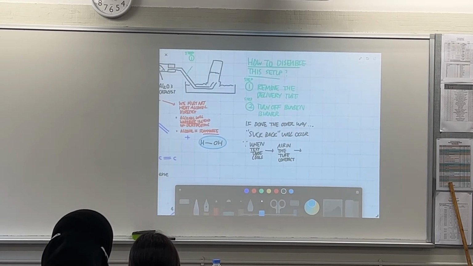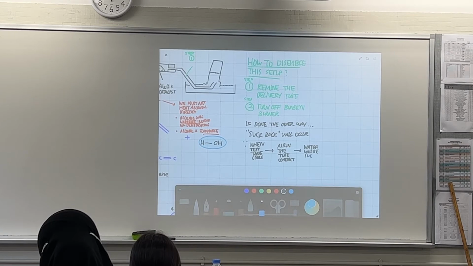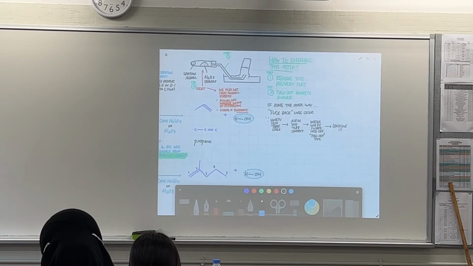Okay. So air in the tube contracts, so water will be sucked into the still hot tube, cracking it. Dangerous, therefore we don't do it this way. This is the setup, and the question that they really love to ask is which should be removed first. Remove the tube first before you turn off the heat. Okay.